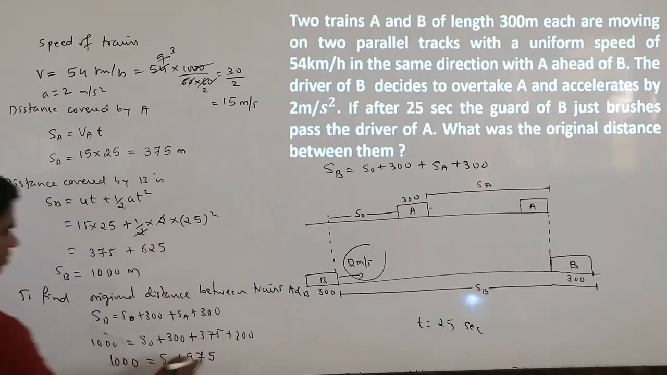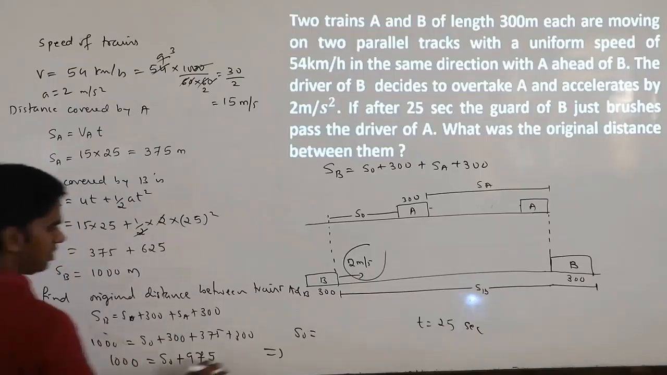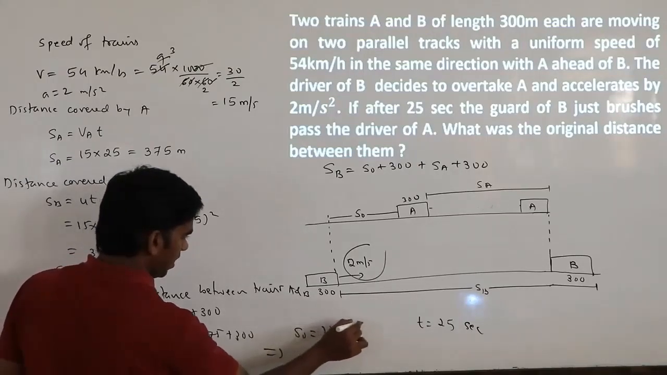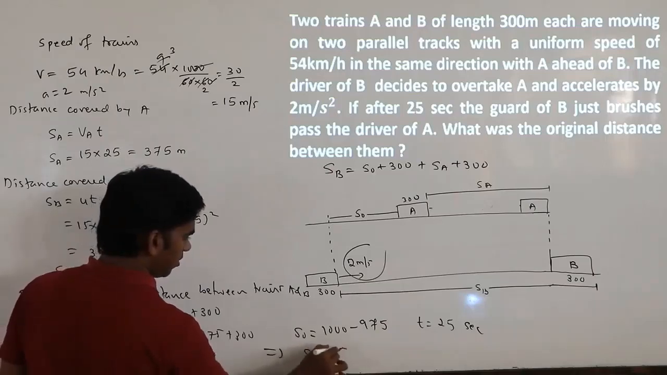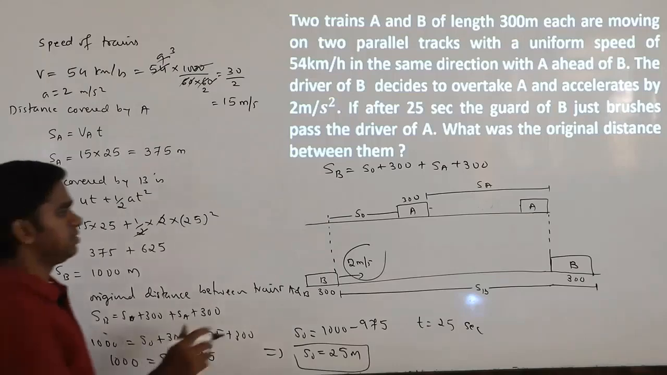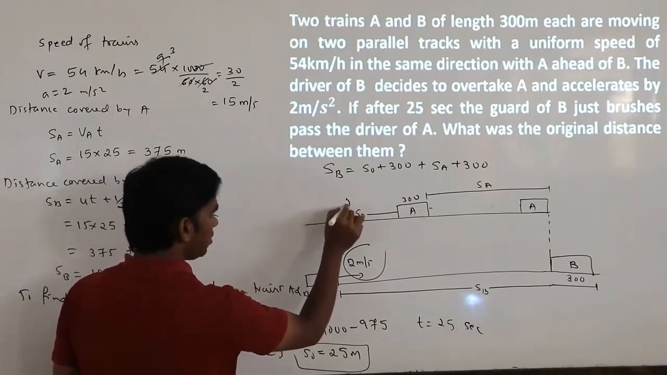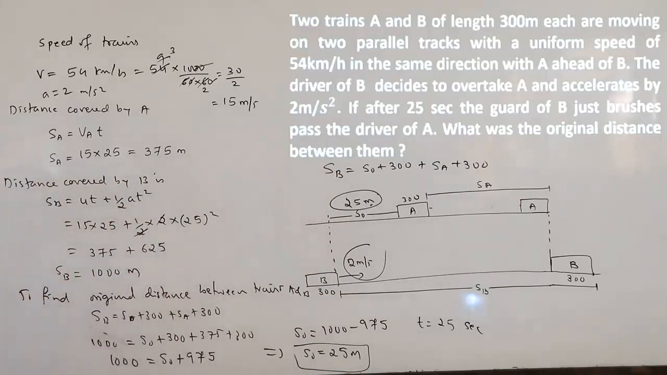975. So S0 equals, taking this 975 to this side, it will become negative. So 1000 minus 975, S0 will become what? 25 meters. So the original distance between the trains is 25 meters. This is what they are asking. Try to understand this problem properly. The same problem is there in the NCERT, so you go through that one.